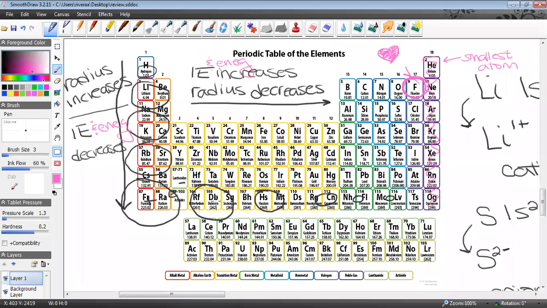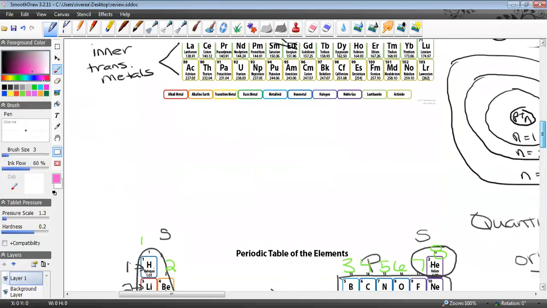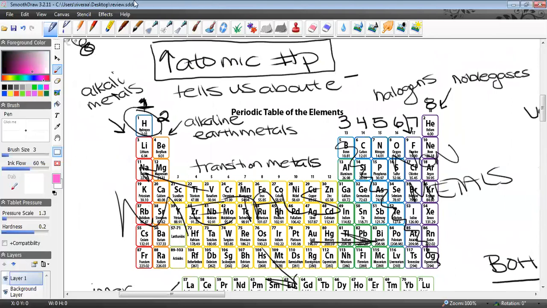Okay, so again, the most important things for you guys to be able to do and know in order to really understand chemistry is group numbers, right? So 1 through 8. Metals versus nonmetals, very, very important.